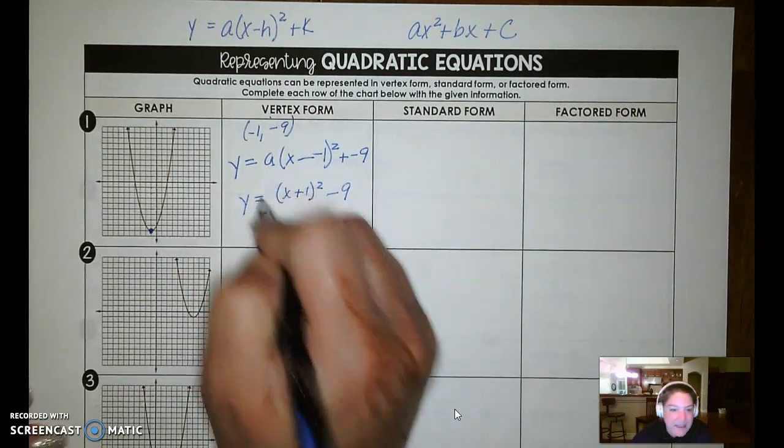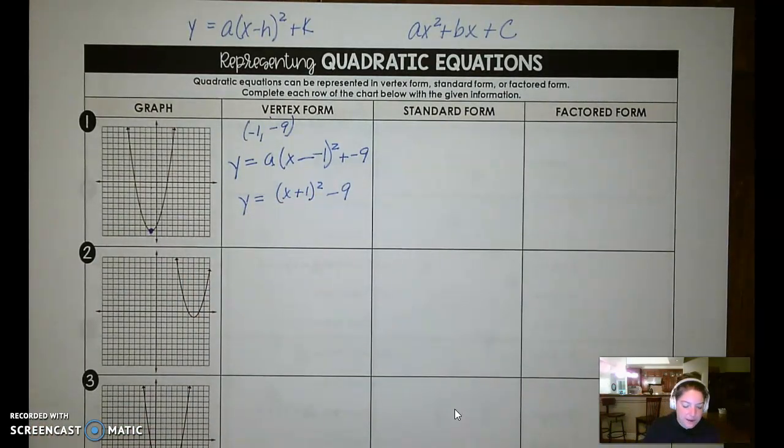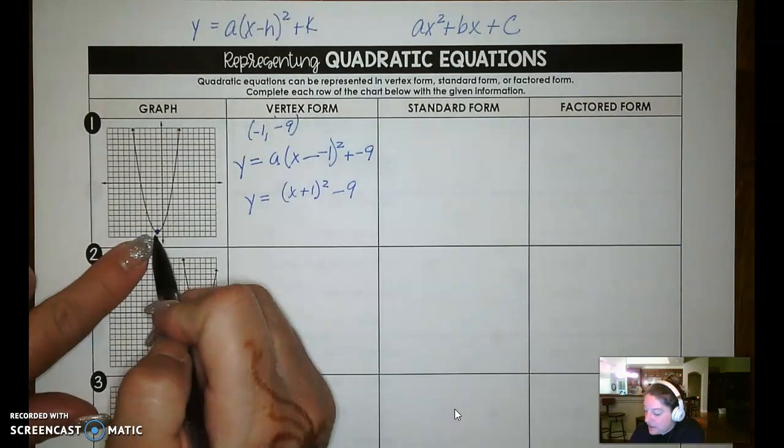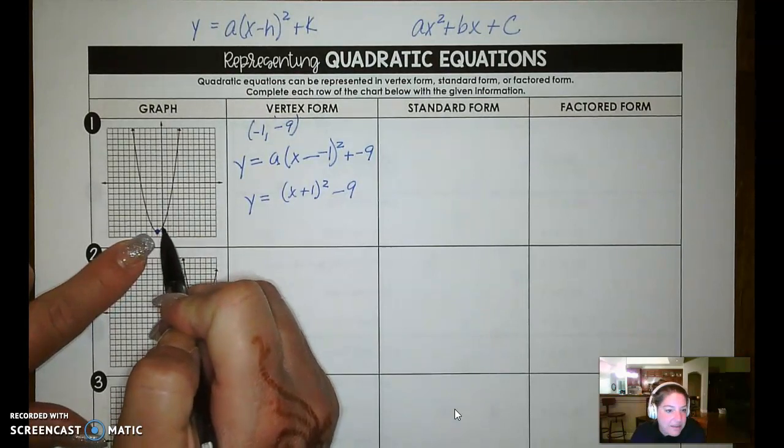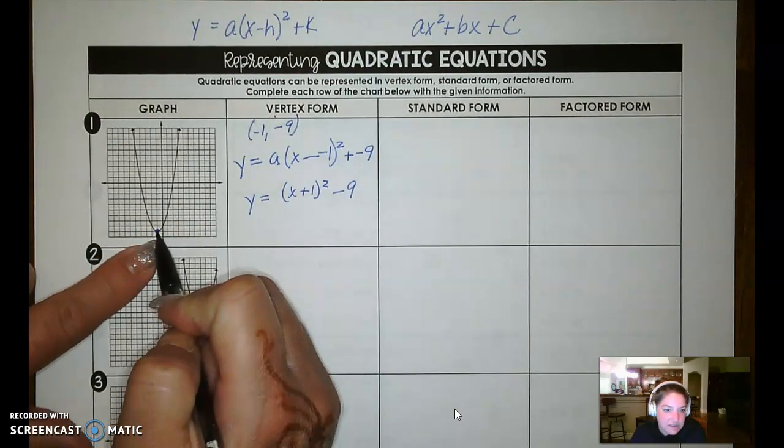And then let's talk about that a value really quick. Let me get a different color so you can see it. Here I am at this point right here. This is my vertex.